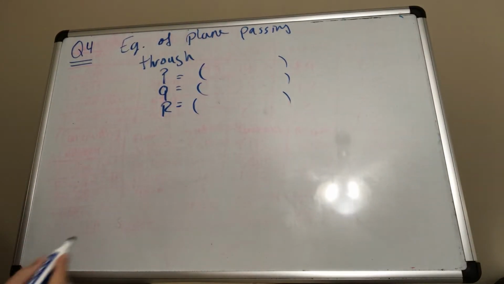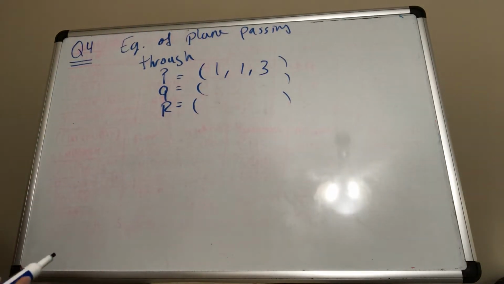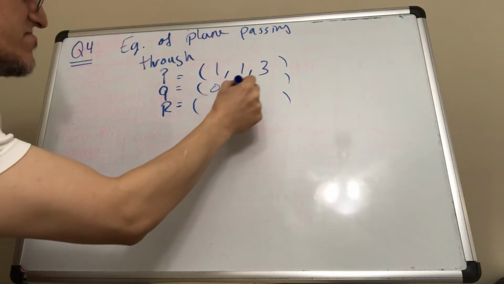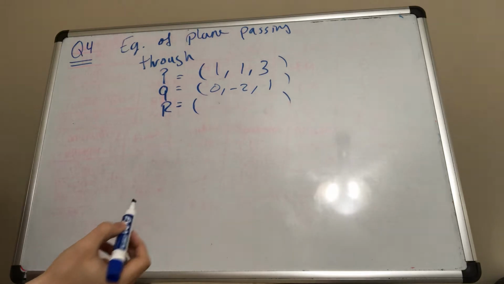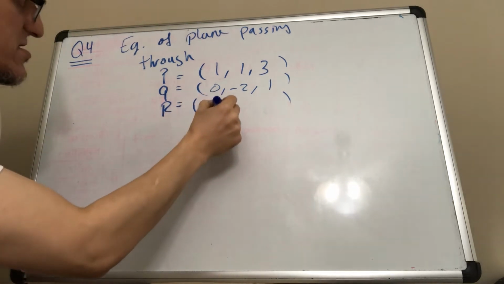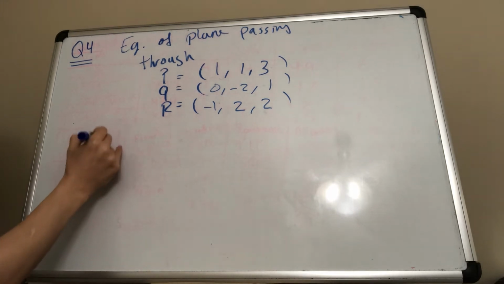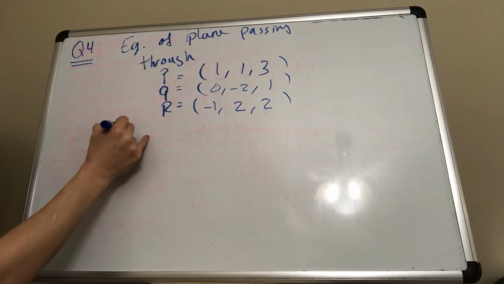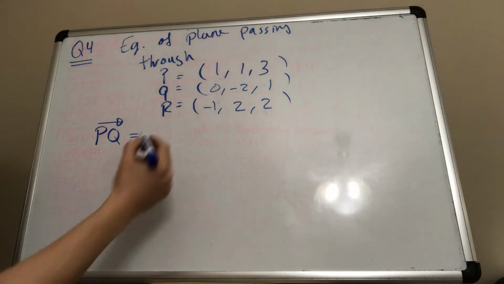Your P is 1, 1, 3. Your Q is 0, -2, and 1. And R is -1, 2, and 2. What we need to do here is figure out 2 different vectors. We're going to do PQ first. So if you do PQ, you get this vector.